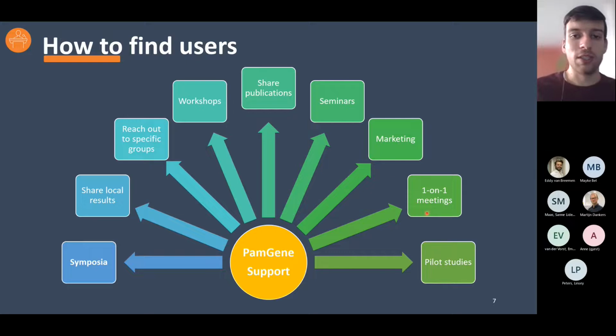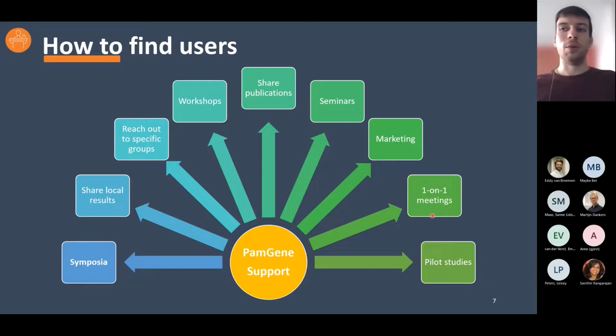One-on-one meetings are a similar approach to reaching out to specific groups. Perhaps there's somebody at your institute who might be interested but doesn't really know where to begin. Then you can always go out there and say, hey, I've been using the platform for a while now. These are my experiences. Let's sit together and talk about how we can help each other.